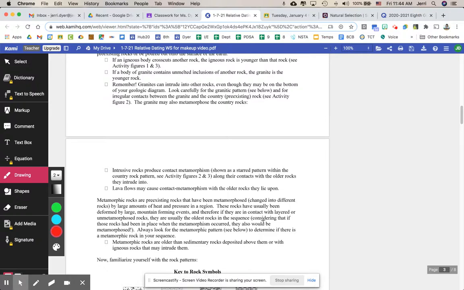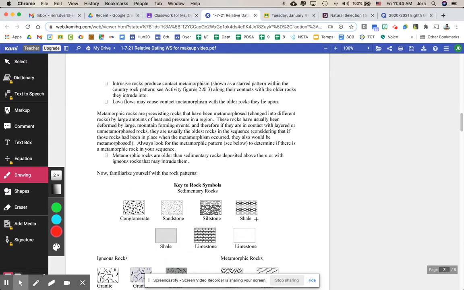And we had a couple of questions about contact metamorphism yesterday. Here is some information in your reading about that. So intrusive rocks produce contact metamorphism along their contacts with the older rocks they intrude into. Lava flows may also cause contact metamorphism with the older rocks they lie upon.